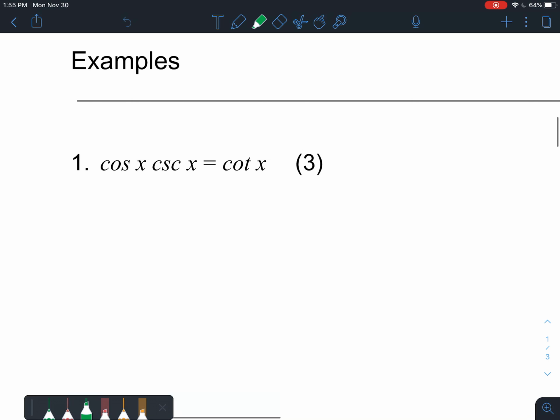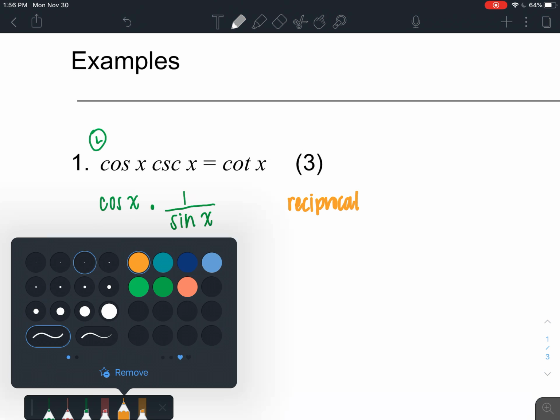Okay, so I see here that I have cosine and cosecant. This is what I was saying. I'm going to start with the side that has more stuff for me to work with. I really don't want to leave it as cosecant, so I'm going to write this as cosine of x times 1 over sine x. That way I'm in terms of sine and cosine. I'm working from the left side only. The identity that I used was the reciprocal identity to get 1 over sine x.